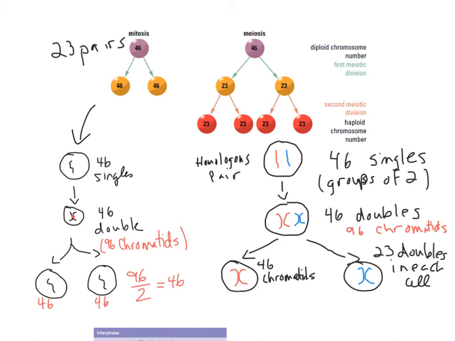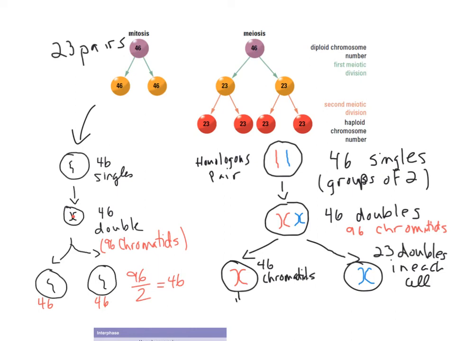Well, I have to divide them again because I still have 46 chromatids. I can't have that. I need to have 23 single-stranded chromosomes to start off with for my gametes. So I need to see another division happen.